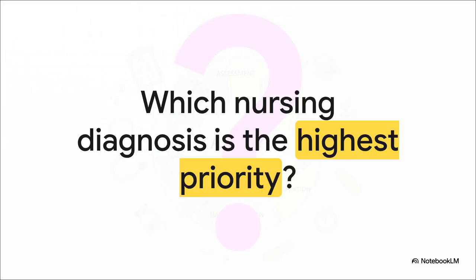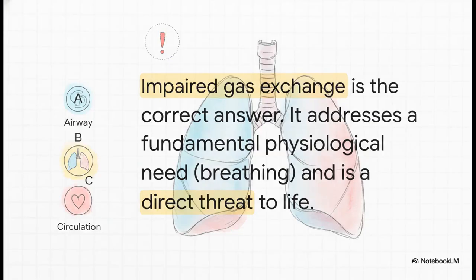Okay, let's put that to the test right now. Here's a classic NCLEX-style question for you. Of these 4 nursing diagnoses, which one is the absolute highest priority? Is it A, disturbed personal identity, B, impaired gas exchange, C, risk for powerlessness, or D, activity intolerance? Just take a second. Think about Maslow. What's the biggest, most immediate threat to life? And the answer is B, impaired gas exchange. It always comes back to your ABCs: airway, breathing, circulation.